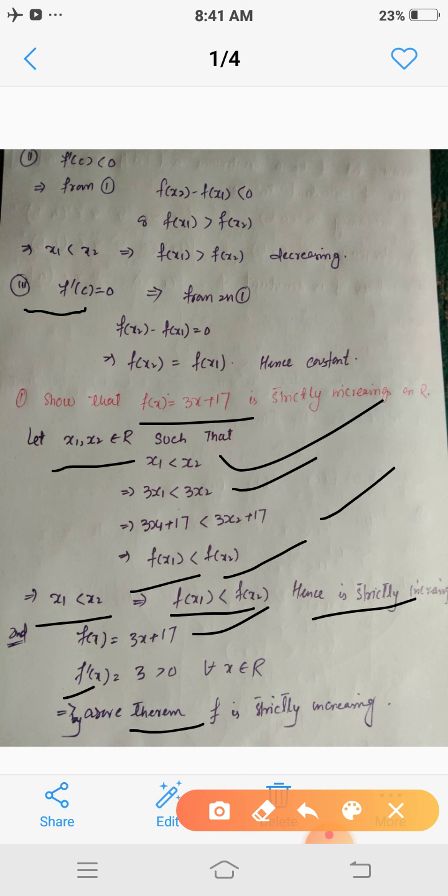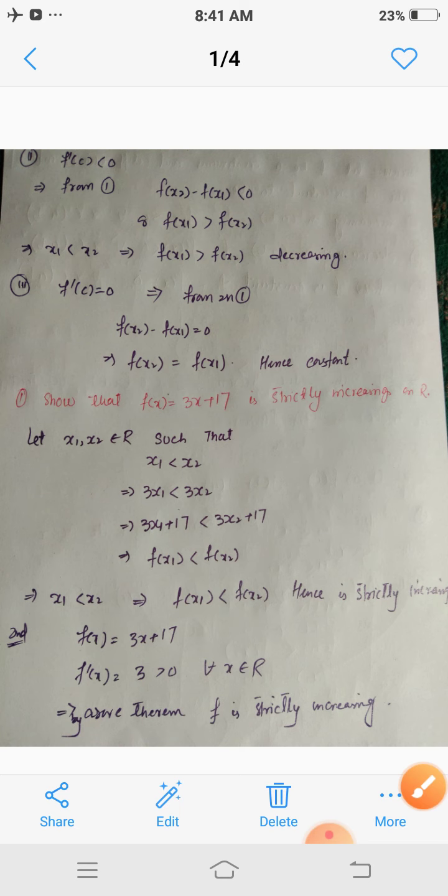Inshallah, tomorrow we shall solve exercise 10.2, the second exercise of this chapter.